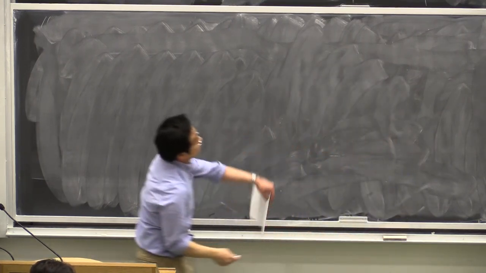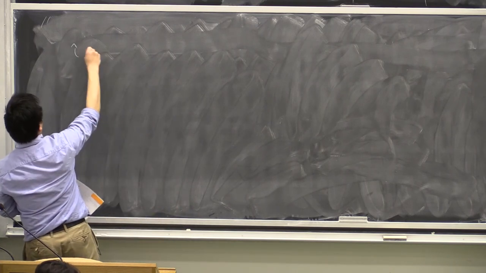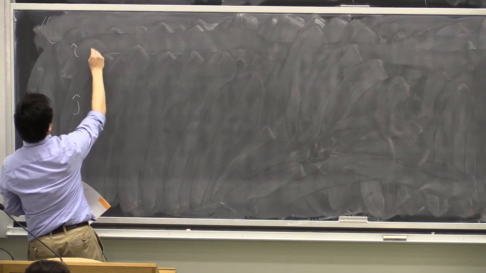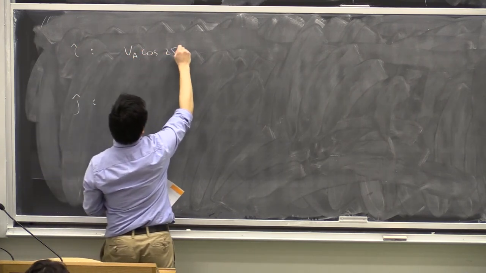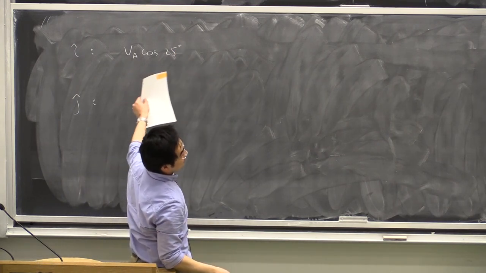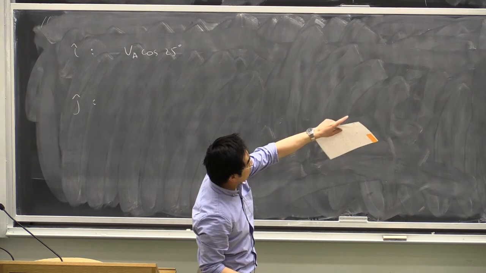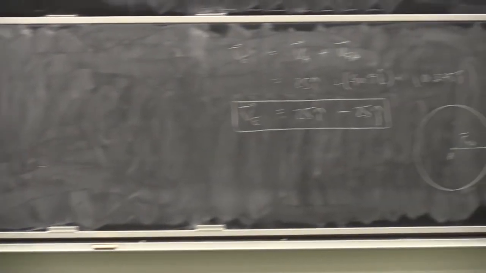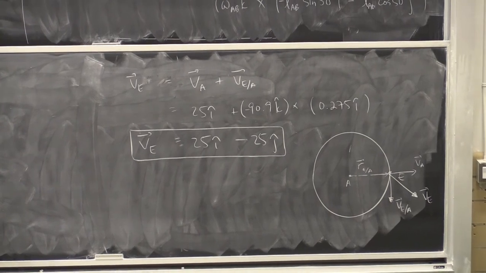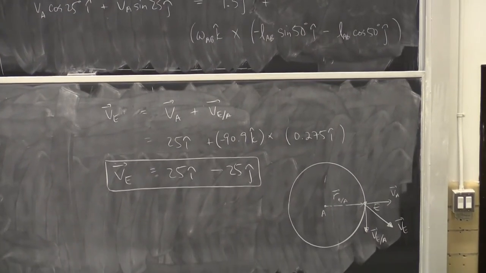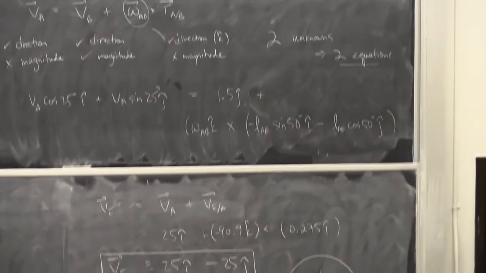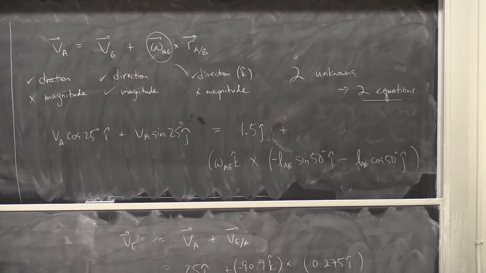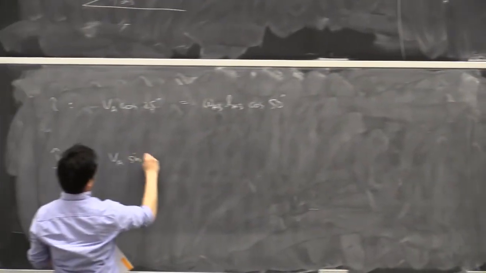Okay, so once you've set that up, what that means is now you equate all the i's together and all the j's together. And those are your two separate equations. We can actually say that VA cosine of 25 in the I direction is the left-hand side. And then on the right-hand side, what are my i's? My i's are when the k crosses the j. So this has to be equal to k cross j is negative omega AB LAB cosine 50. And then your j. Your j is VA sine 25.